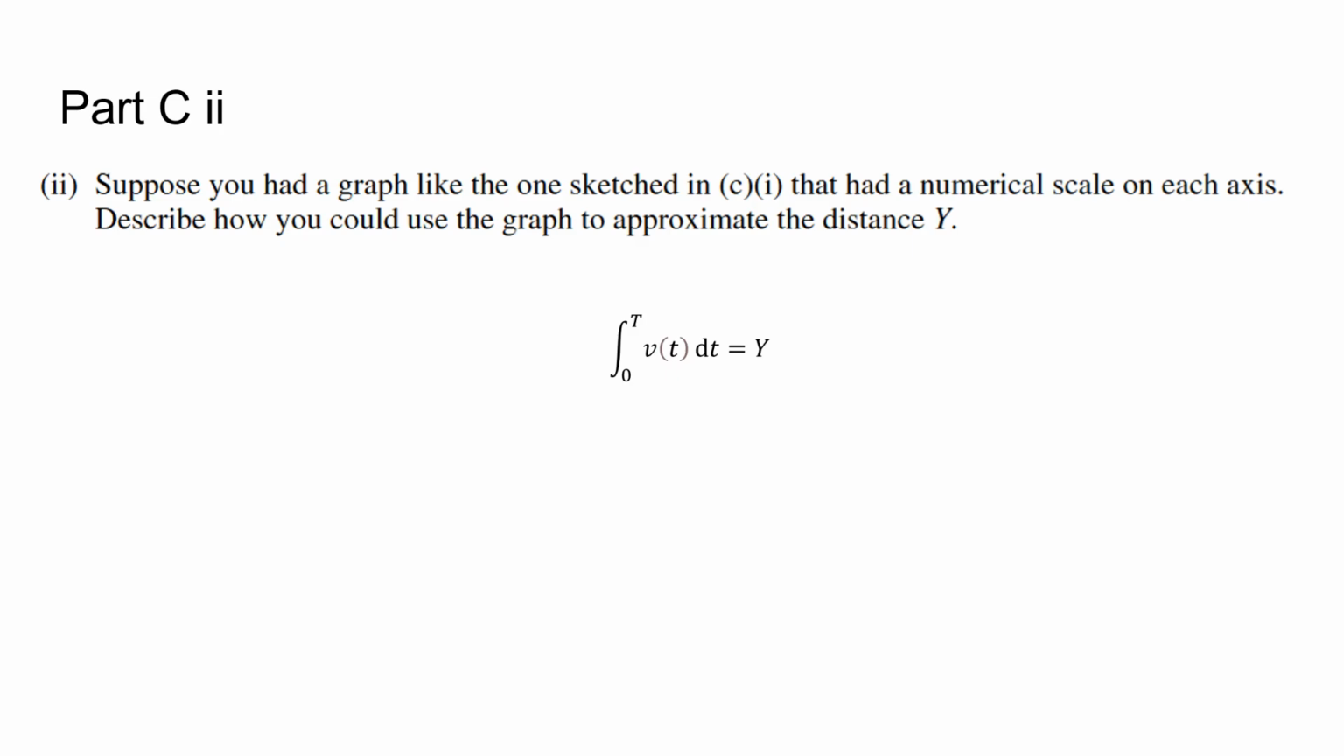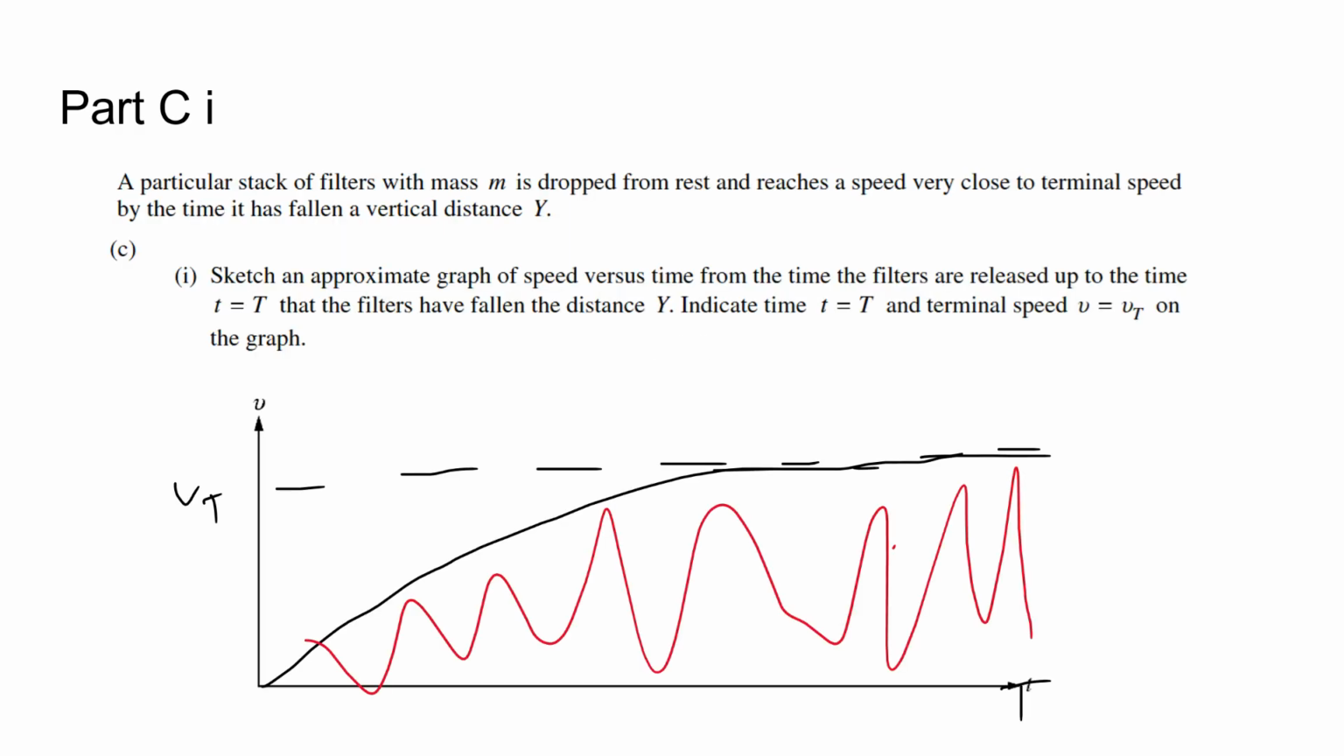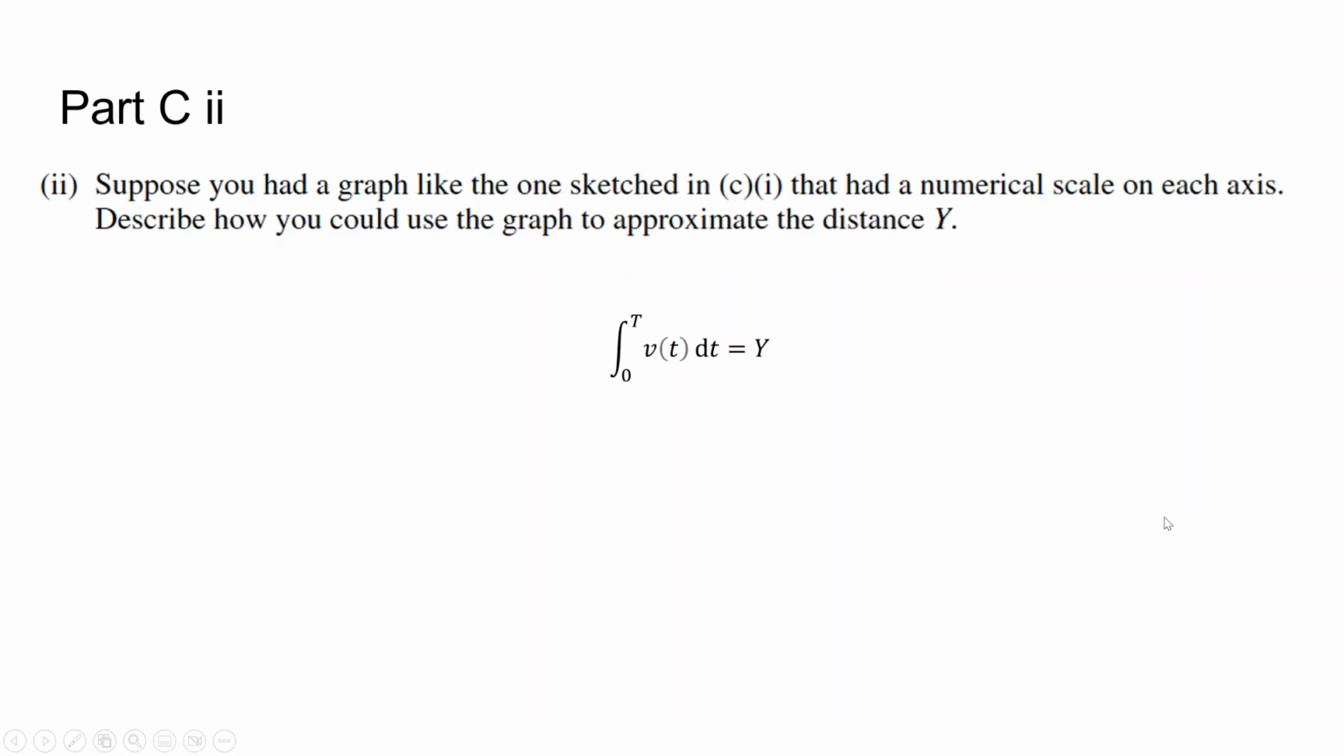Suppose you had a graph like the one sketched in C1 that had a numerical scale on each axis. How could you use the graph to approximate the distance y? So you would basically want to take the area under the graph, because the distance is the area under the graph. So you would take the integral from 0 to t, being the total time that you want to calculate, and vt being the function. And that would give you y.